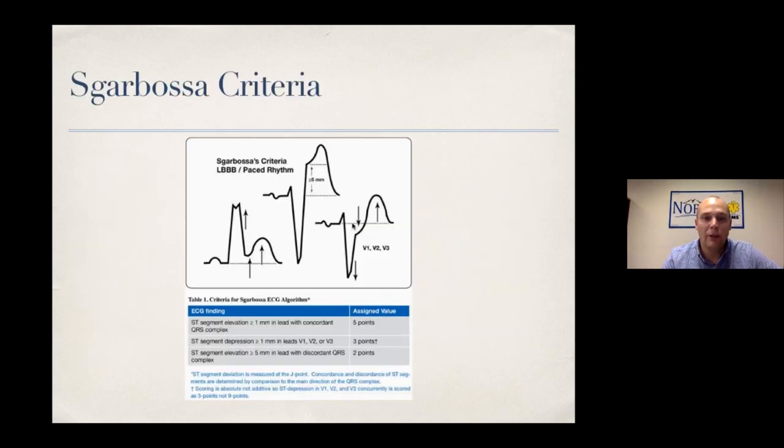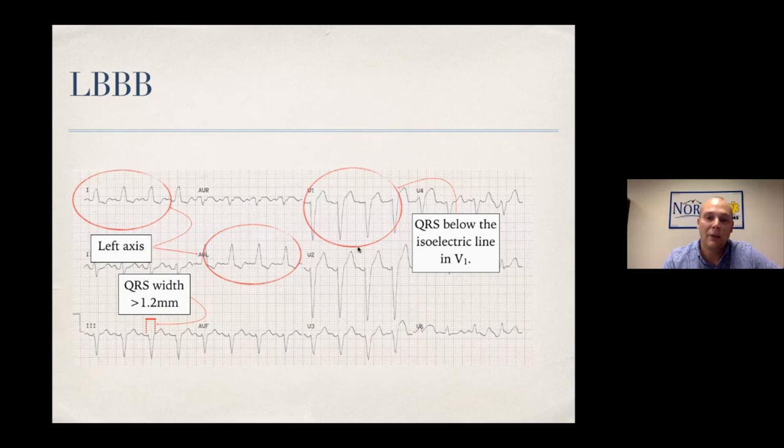Now, where left bundle branch blocks come in of importance is because it's very difficult to determine whether or not a person is having an MI in the field setting when they have a left bundle branch block. Because left bundle kind of throws everything off. The QRS looks weird. The ST segment looks weird. All those things will throw in a factor.